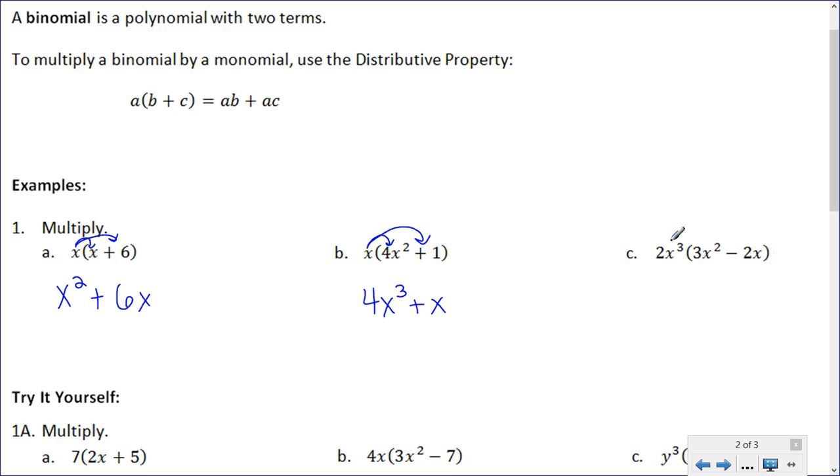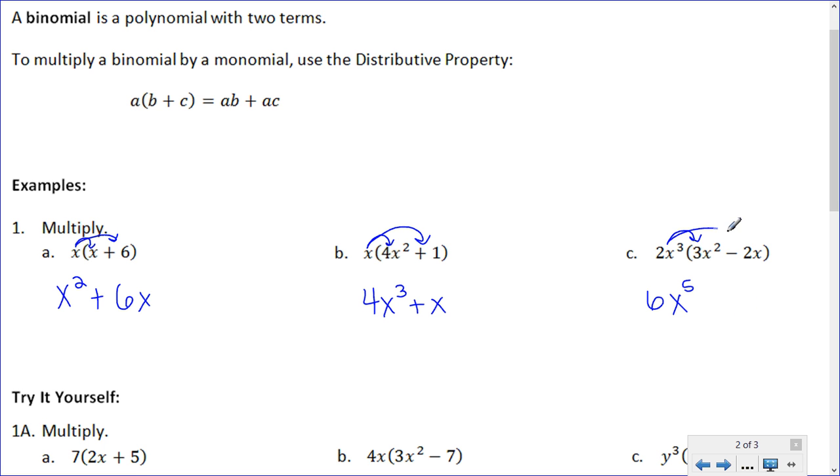Okay, and one more. Here when we multiply 2x to the third times 3x squared, remember with these we multiply the coefficients, so 2 times 3 is 6. And then with the exponents, because the exponents show how many times that variable is multiplied, this is 3 x's times 2 more x's. So we're adding the exponents here. I know it's been a while since we've seen exponent rules, so just refresh your memory on that rule. So this should be x to the fifth.